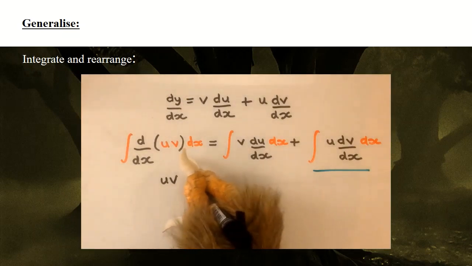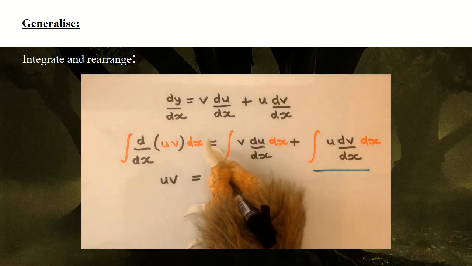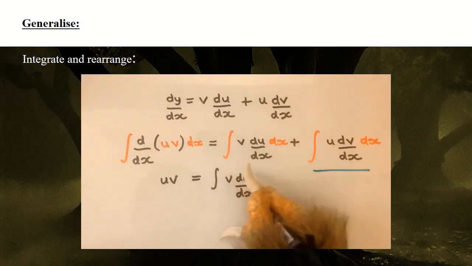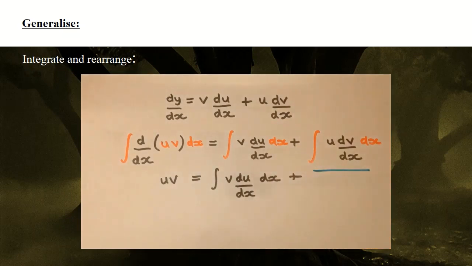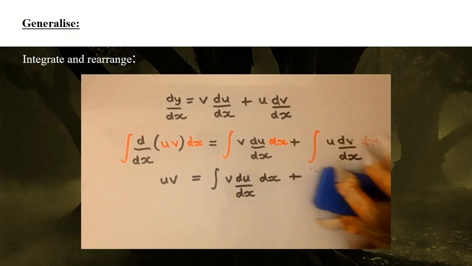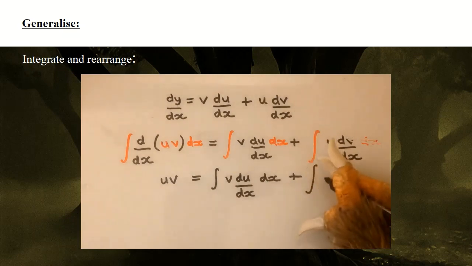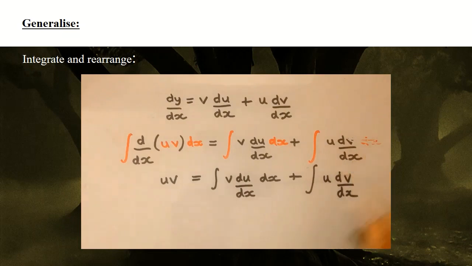And that's going to equal exactly the same on the right hand side. So it's the integral of v du by dx, plus the integral of u dv by dx. I think I've scratched out my dx as well, but never mind.